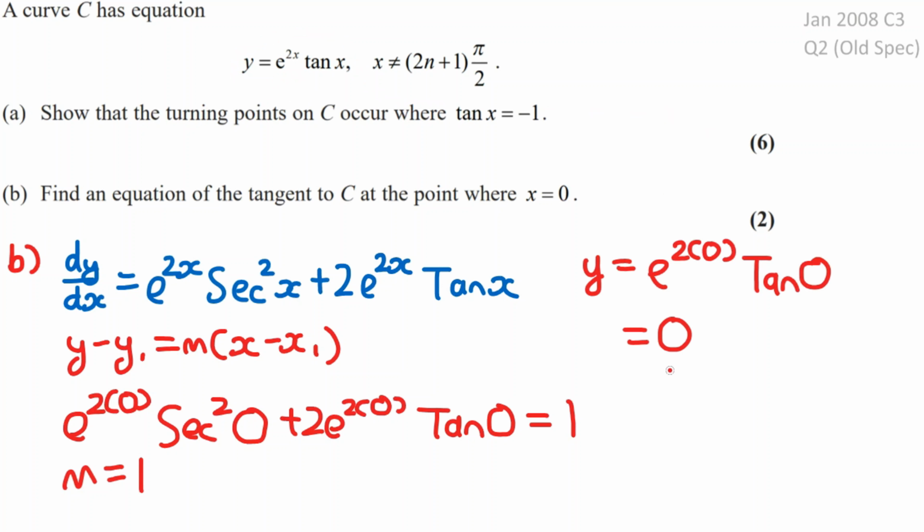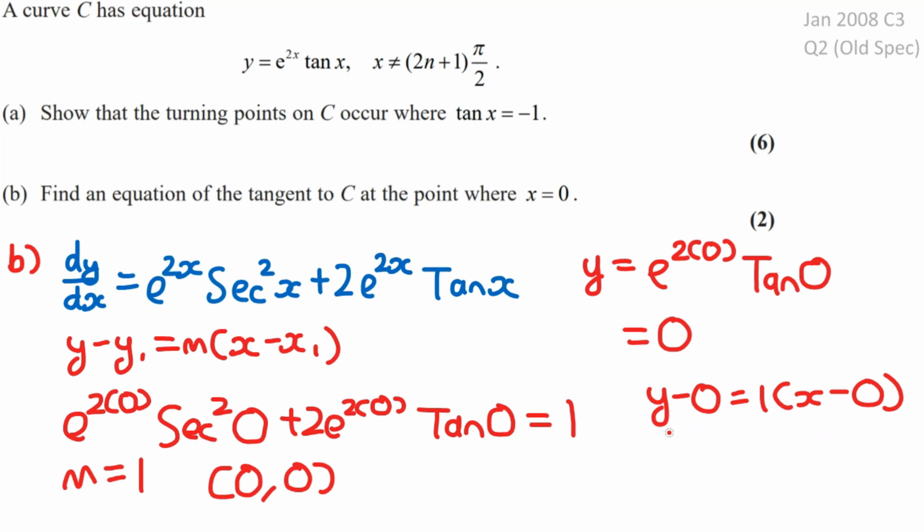And again, if you figure this out, y is equal to 0. So a coordinate on the line is (0, 0). And then if you plug the values into this equation, or you've just figured it out already, it's going to be y minus 0, the y coordinate, and this is equal to the gradient, which is 1, and then x minus 0, which is the x coordinate. And this here is just y is equal to x. So this is the equation of the tangent.